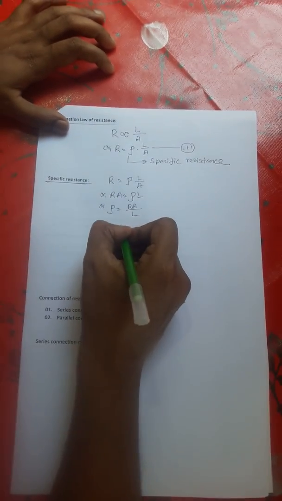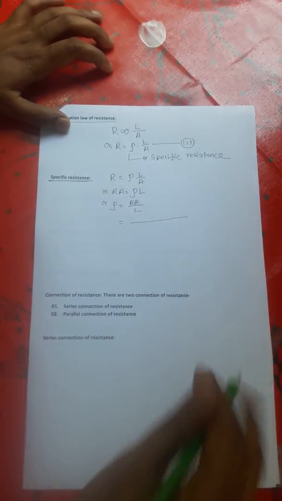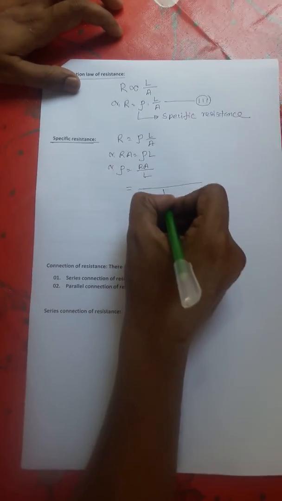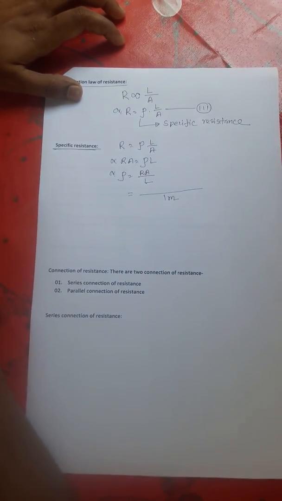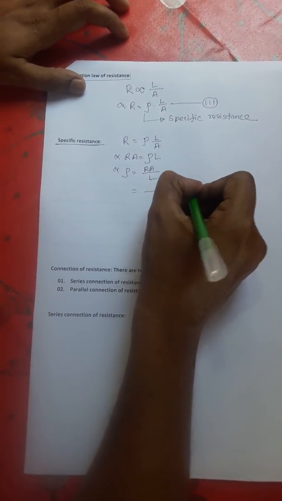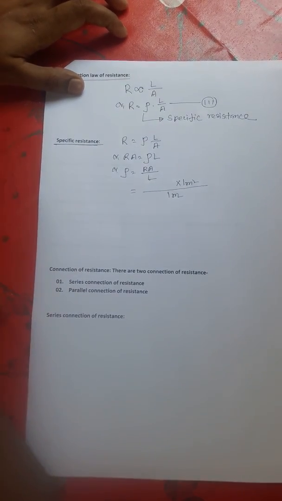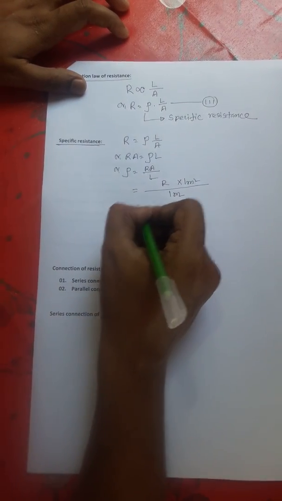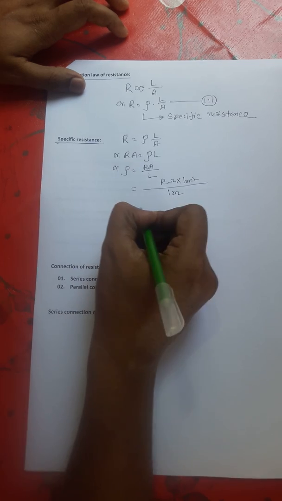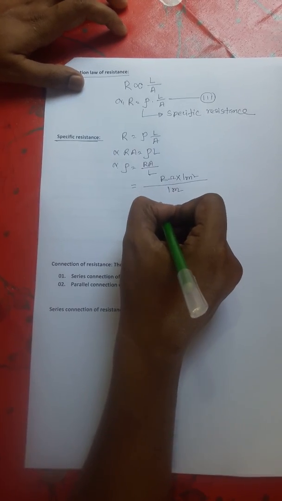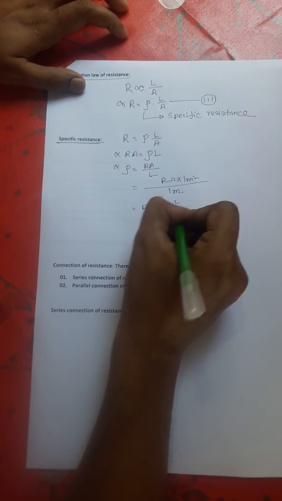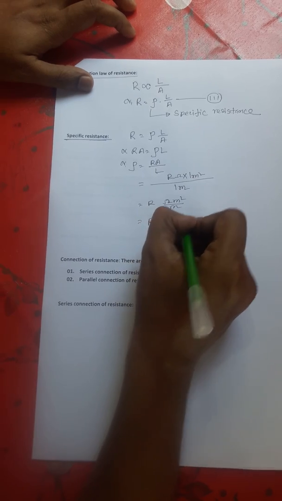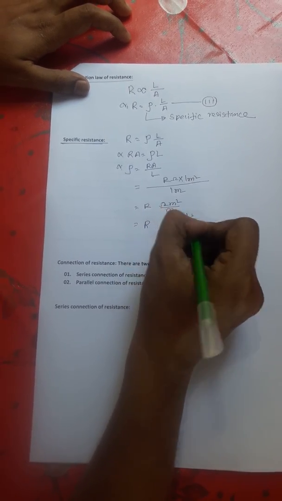Boys and girls, I am going to give a definition here. Say I take a conductor whose length is 1 meter, whose area of cross section is 1 meter square, and resistance is R ohm. Then I can say that it must be R ohm meter square per meter. So in short, it is R ohm per meter.